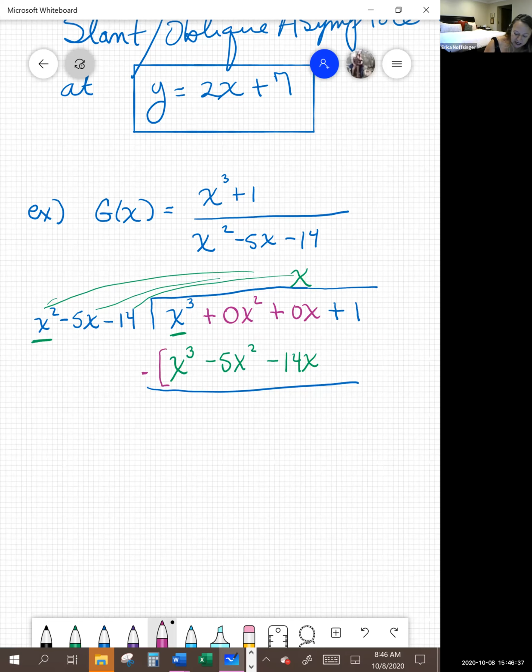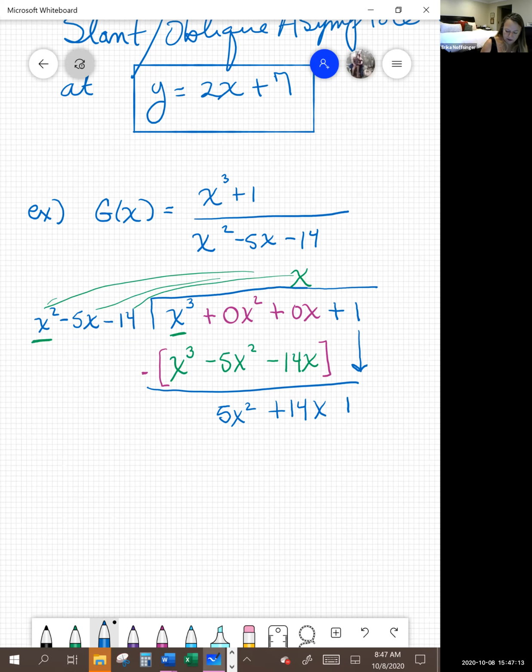So we've got to subtract this whole thing off. So basically just change the signs in here and add it to the dividend above. So x cubed, this is really minus x cubed, cancels. 0x squared, this is really going to be a plus 5x squared. So that gives us 5x squared. Distributing that negative, this is now positive 14x plus 0x is plus 14x. So let's bring down our next term, plus 1.